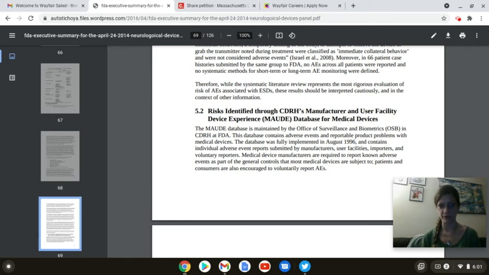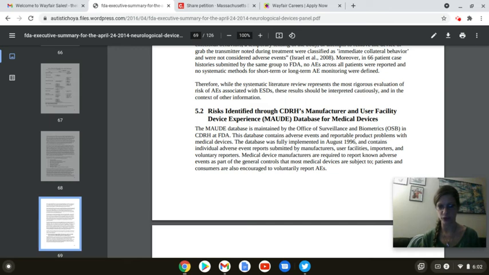All right, folks, without further ado, back to the FDA Executive Summary for April the 24th, 2014. We left off yesterday here at 5.2. Risks identified through CDRH's manufacturer and user facility device experience MAUDE database for medical devices. All right, here we go. So the MAUDE database is maintained by the Office of Surveillance and Biometrics, OSB, and CDRH at FDA. This database contains adverse events and reportable product problems with medical devices.